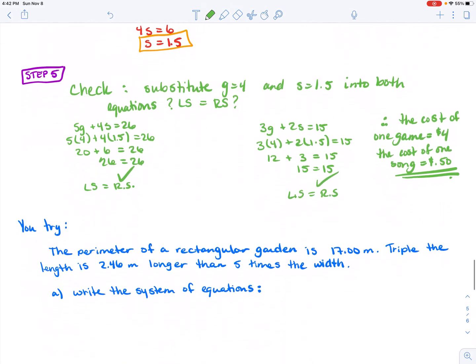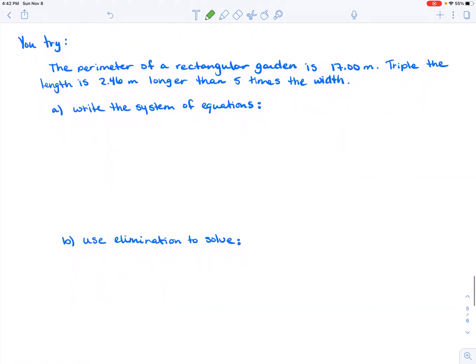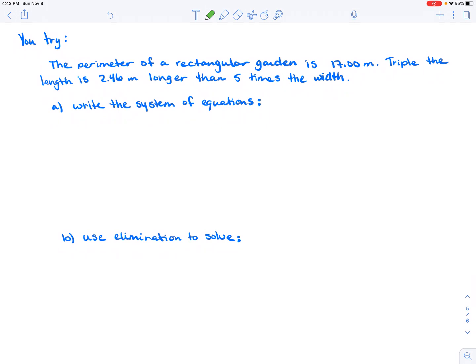So let's have you try a question. The perimeter of a rectangular garden is 17.00 meters. Triple the length is 2.46 meters longer than 5 times the width. So now we need to interpret what this situation is telling us to write a system of equations. The perimeter of the garden is 17.00 meters. Well, I know if I draw a rectangle, and if my perimeter is 17.00 meters, it has to deal with length and width. And I know that 2 length plus 2 width equals 17.00.